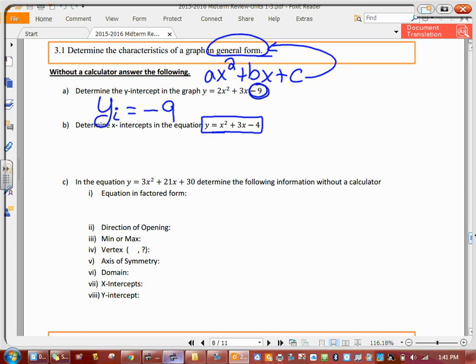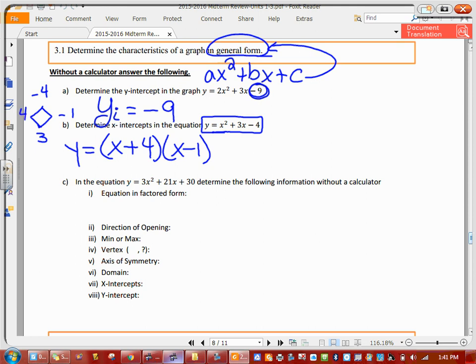The reason I know it is that is because if I do my diamond, I've got a -4 on top, +3 on the bottom. The only way to get that is with a -1, +4. So my -1 and +4 from the wings of my diamond go into my brackets. But remember, the brackets aren't the x-intercepts. Now I have to take them out. So, taking them out, x equals -4, x equals +1. Remember, we're always taking them out of the brackets to see what they equal.